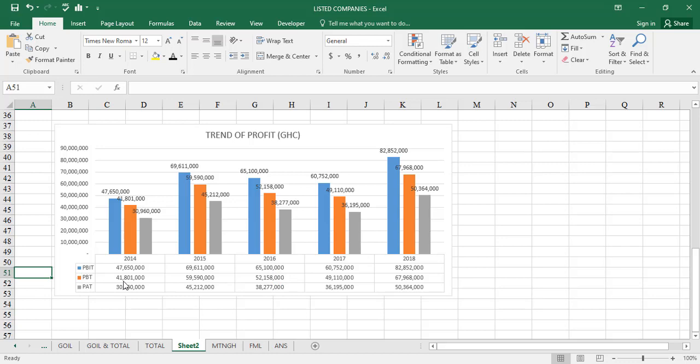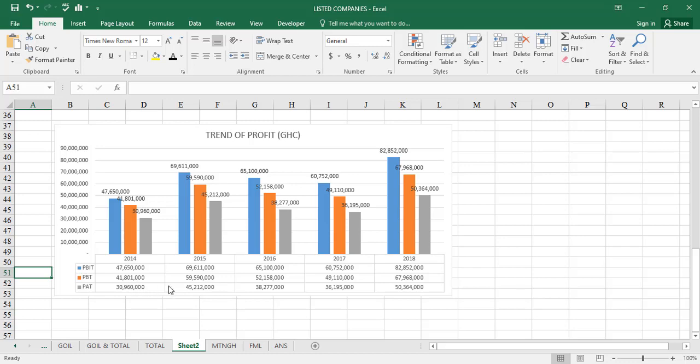Now let's look at the profit before tax. The profit before tax represents the amount of profit attributable to the company or its shareholders after taking out their interest expense, also known as the finance cost. Alright, so in 2014 their PBIT stood at 47.6 million Ghana cedis, and at that same period their profit before tax stood at 41.8 million Ghana cedis, giving us an indication that the company paid about 6 million Ghana cedis in finance costs to the banks or any financial institution wherever the company borrowed from.